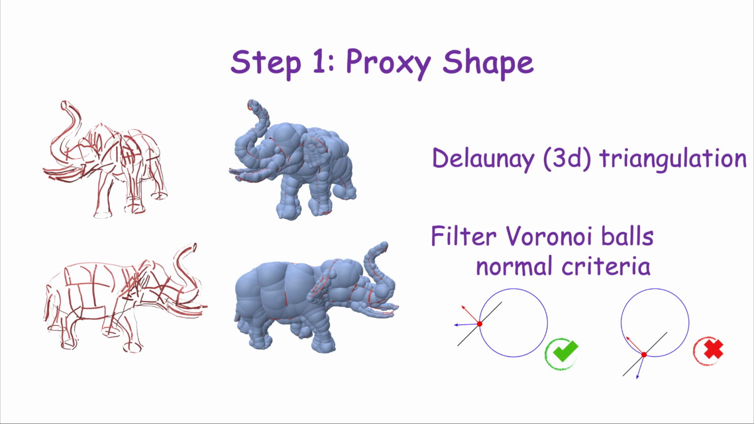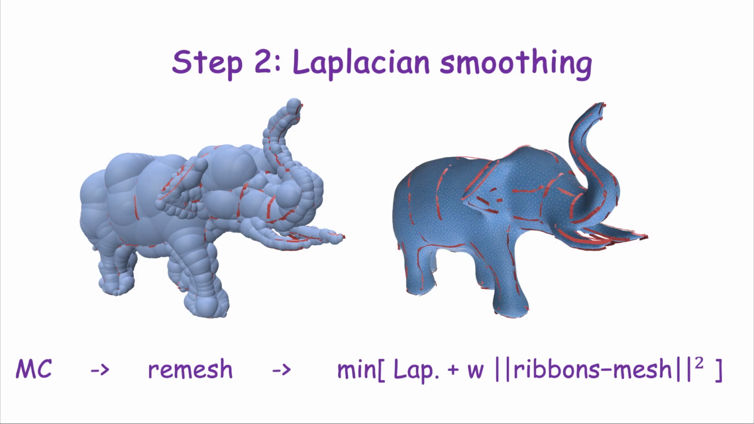We begin by computing a proxy volume from Voronoi balls. This starts with a Delaunay triangulation of the input points. Then, using a simple criterion based on the ribbon normals, we filter the balls to fill the space between the ribbons. Even though this proxy volume is central to our method, it's never actually shown to the user. The proxy shape resembles a rough sculpture of the final design, with bumps and protrusions between the input ribbons.